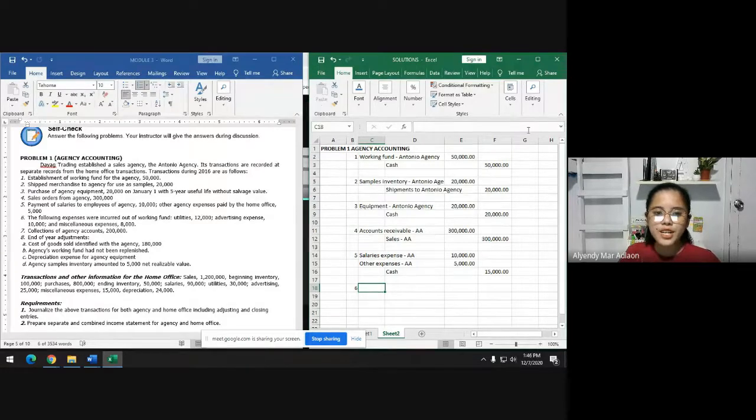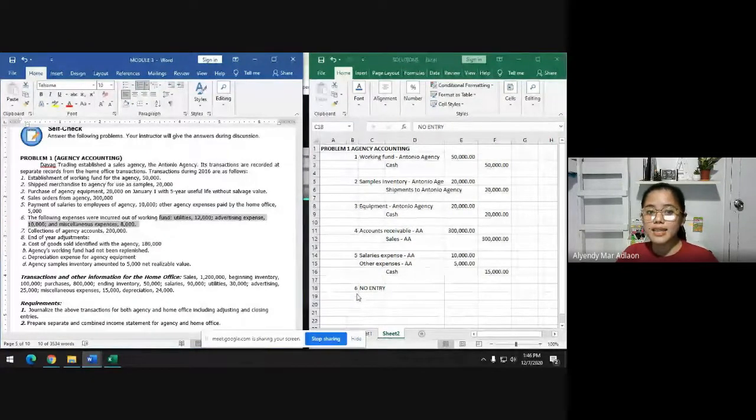Next, number 6. The following expenses were incurred out of working fund. Utilities, 12,000. Advertising expense, 10,000. And miscellaneous expense, 8,000. So, class, it is just like a petty cash fund, right? If the cashier has the petty cash fund, whatever the cashier spends, we do not record yet, because the cashier has not reported yet. The cashier will report at the end of the reporting period. In this case, the home office does not know yet. So the expenses incurred by the agency are just in its cash disbursements book. So, in this case, there will be no entry. And of course, this is an imprest fund system. So the agency will not record any journal entry. We will only record its expenses at the end of the reporting period when it submits its report and, of course, when we replenish its funds.